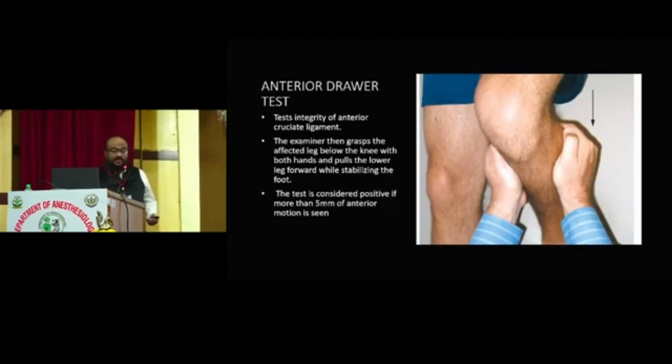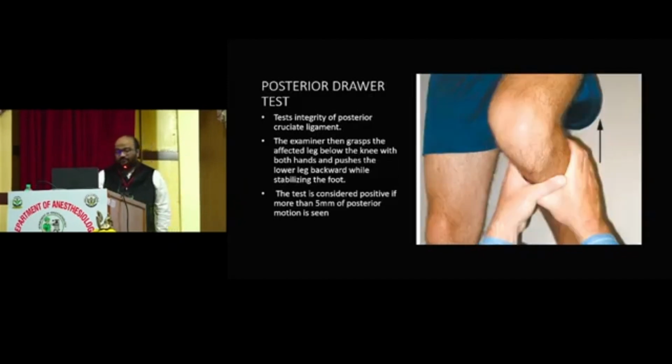Then this is the most common test done for anterior cruciate ligament integrity, the anterior draw test. Another one, the Lachman test, is also done, but this is the first thing we do. The patient is lying supine with knee flexed to around 35-40 degrees. The examiner then grasps the affected leg below the knee with both hands and pulls the leg forward while stabilizing the foot. The test is considered positive if more than 5 mm of anterior motion is seen. Similar test where we push the foot back is called a posterior draw test, testing the integrity of the posterior cruciate ligament. This test is again considered positive if more than 5 mm of posterior motion is seen.